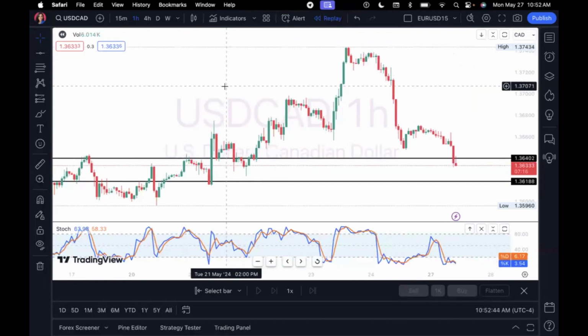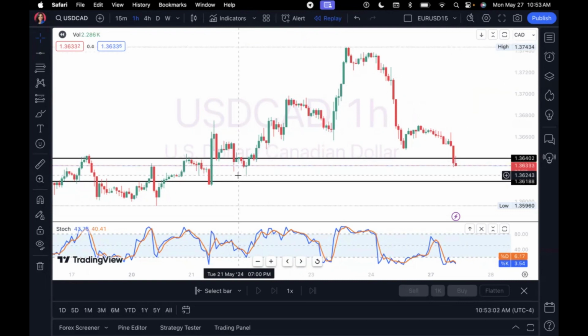It actually went up more than 100 pips. And I just wasn't willing to risk that much capital of my account. So I kind of just let this trade go.